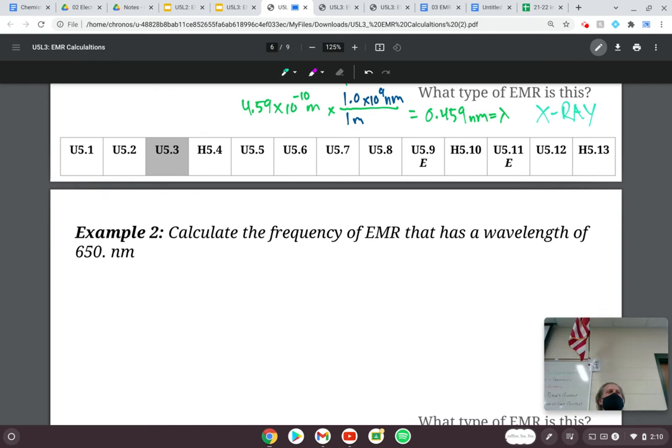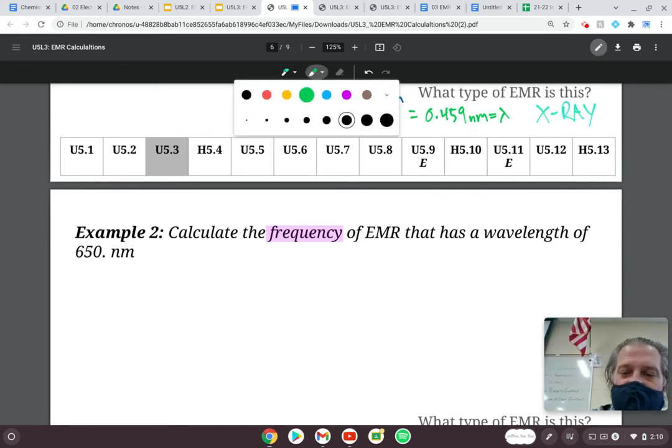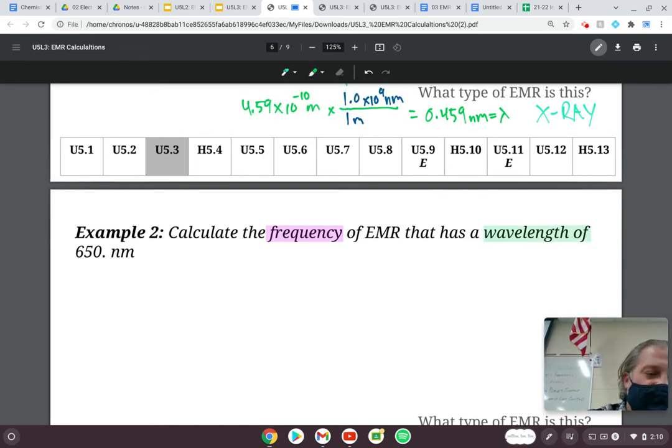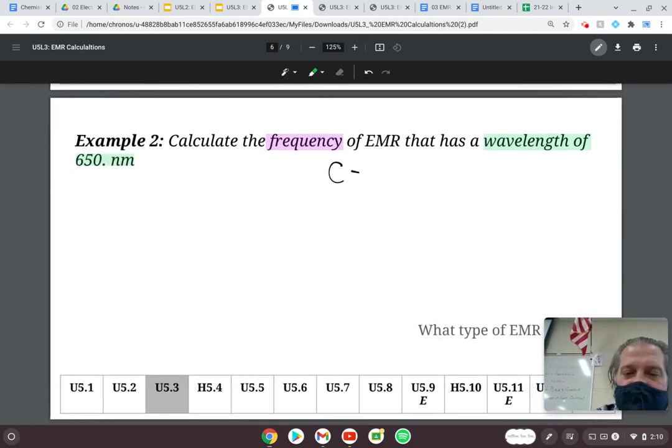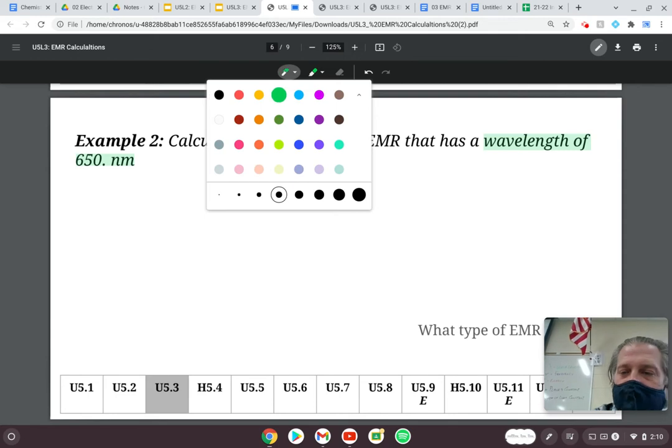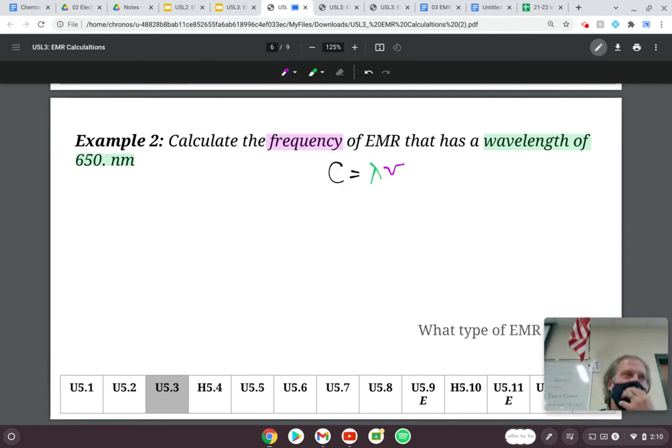Next one. It says calculate the frequency, and again, I'm going to highlight what I know, that it has a wavelength of 650 nanometers. Because we're still using that formula, C is equal to wavelength times frequency, I'm going to again identify my variables.